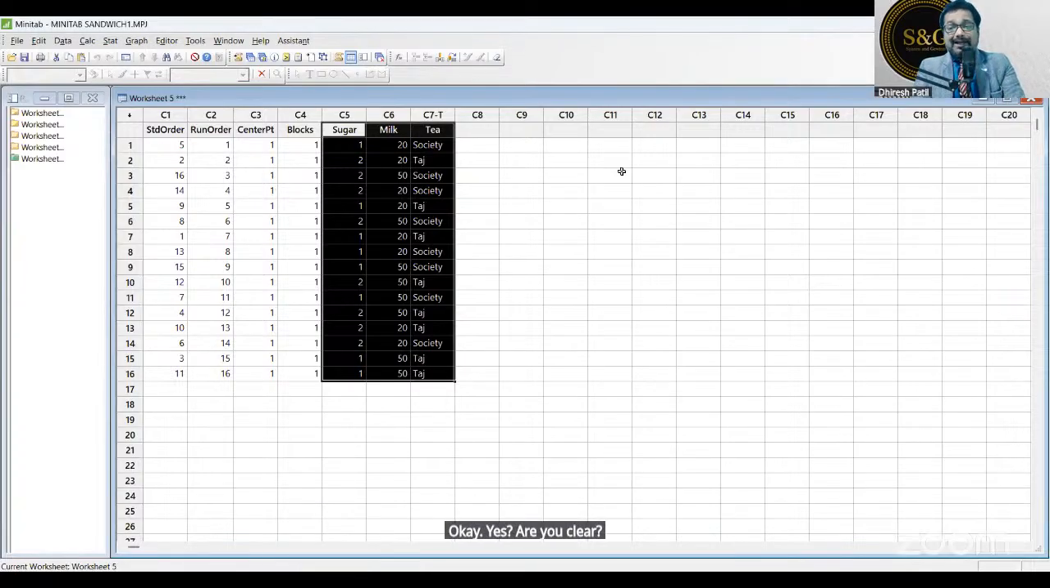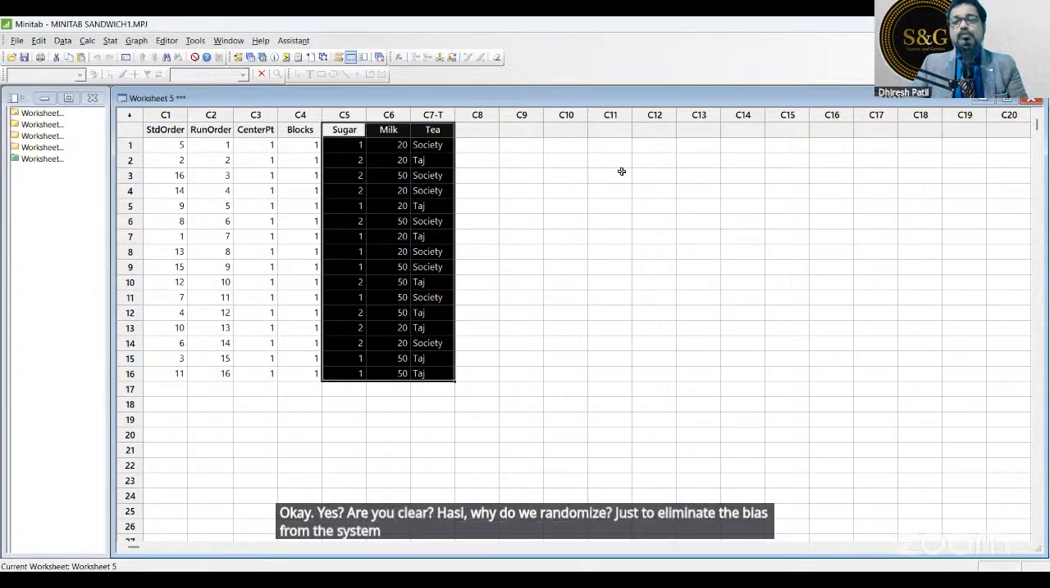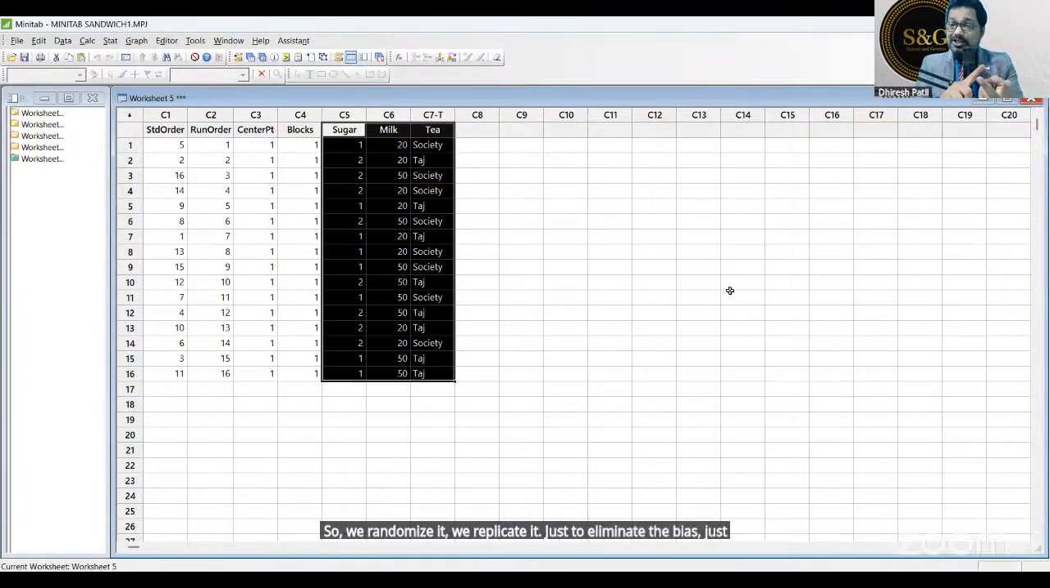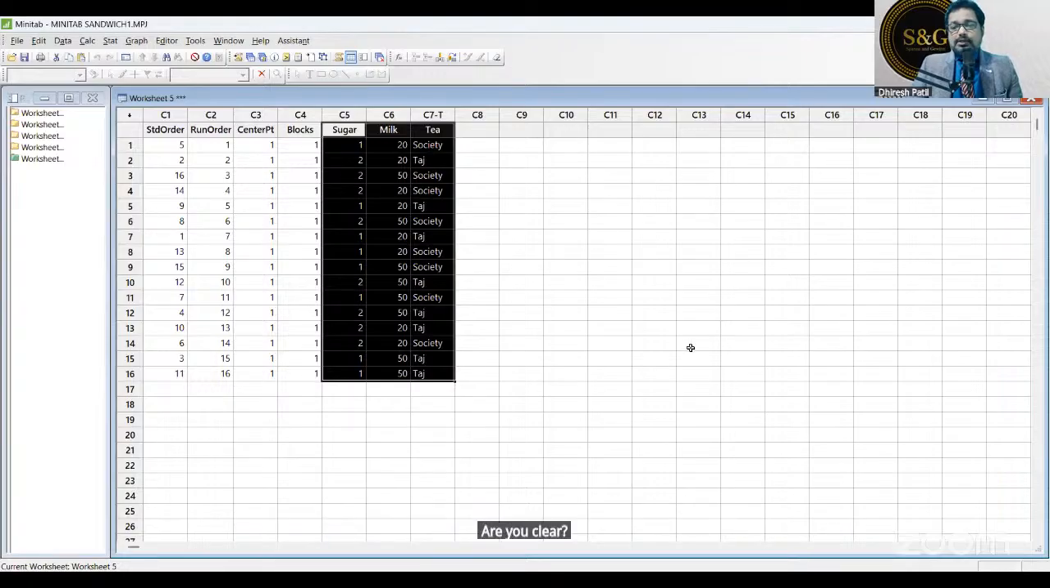See, why do we randomize? Just to eliminate the bias from the system as well. So randomization से वो bias निकल जाता है system से, right? So we randomize it, we replicate it just to eliminate the bias, just to eliminate the noise factor impact, just to eliminate the lurking factor impact. Are you clear? Just give me yes in the chat box.